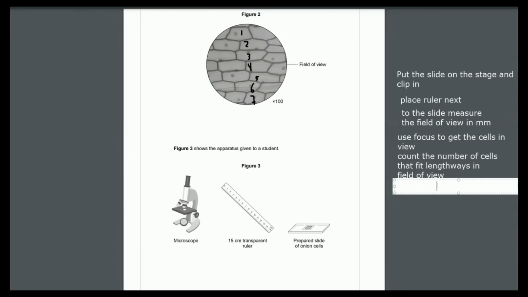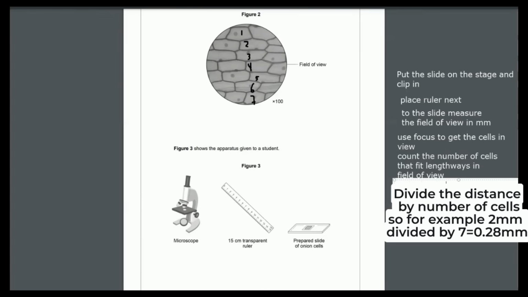Now, if I've already measured that using the ruler and I know that distance in millimeters, I now just need to divide the length of that in millimeters by the number of cells in the field of view.